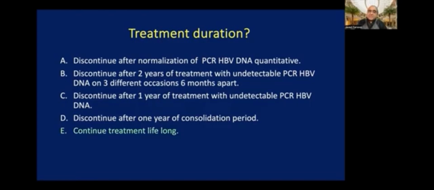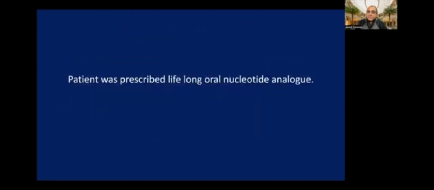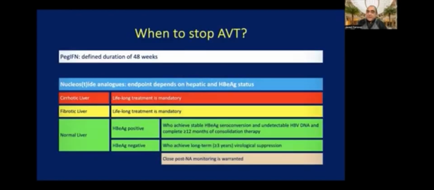The correct option is continue treatment lifelong in this very patient. So the patient was prescribed lifelong oral nucleoside analog. And why I say this is the guidelines on when to stop antiviral treatment. If the patient is on peg interferon, there is a defined duration of 48 weeks. If the patient is on oral drugs, endpoints depend on hepatic status and HBe antigen status. If the patient is cirrhotic, lifelong treatment is mandatory and it is written in red. If the patient is fibrotic, lifelong treatment is mandatory.